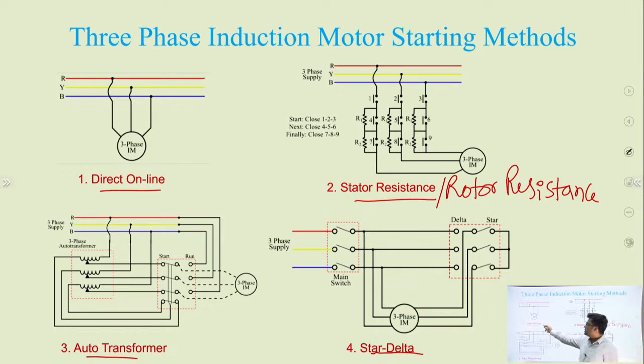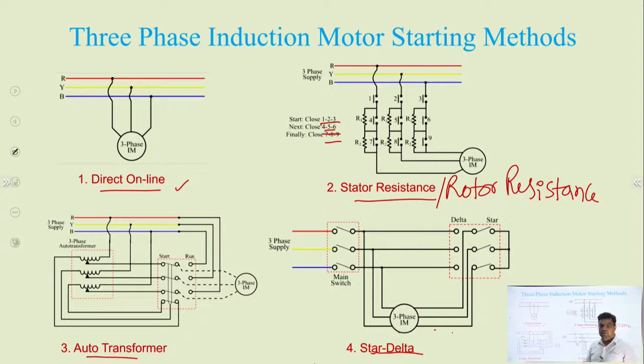In the direct online starter, the motor is directly connected to the supply, so initially a very large amount of current is drawn. So this is an obsolete method. Then the starter resistance method or rotor resistance method: some resistances are connected in series. We close the switch in this sequence. As the motor runs at rated speed, we disconnect the switches, so that initially the voltage drop will be reduced.